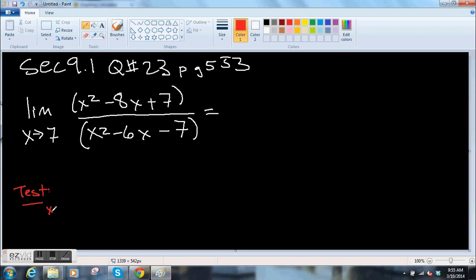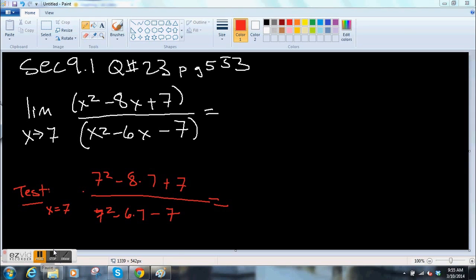So you plug in x equals 7, and the book doesn't define this as a test. They just are identifying the different types of limits. So on the bottom, you would get 7 squared minus 6 times 7 minus 7. And on the top, you'd get 7 squared minus 8 times 7 plus 7, which equals, wait for it, equals 0 divided by 0.